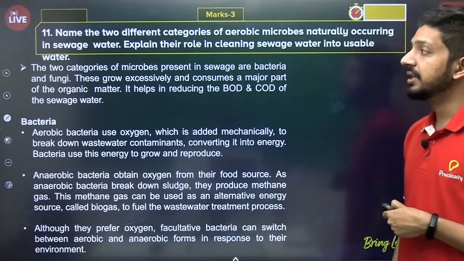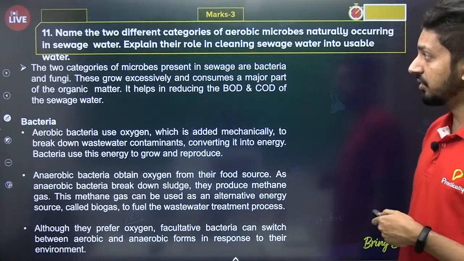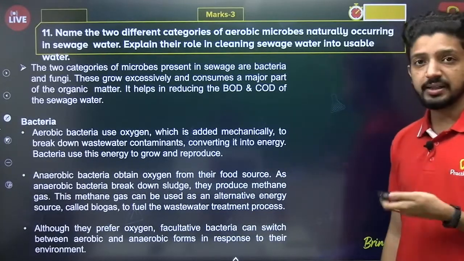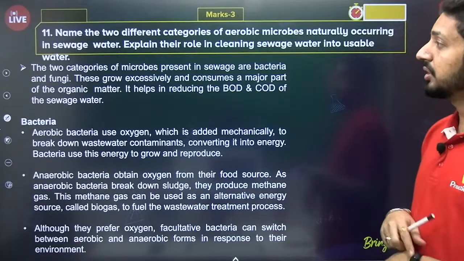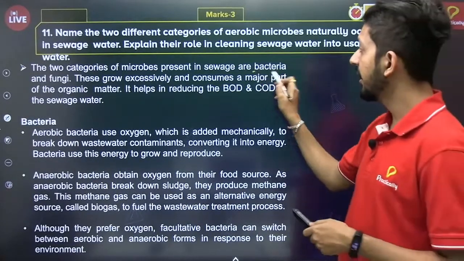Next, name the two different categories of aerobic microbes naturally occurring in sewage water. Explain their role in cleaning sewage water into usable water. Okay, and here's the answer. So the two categories of microbes present in the sewage are bacteria and fungi.